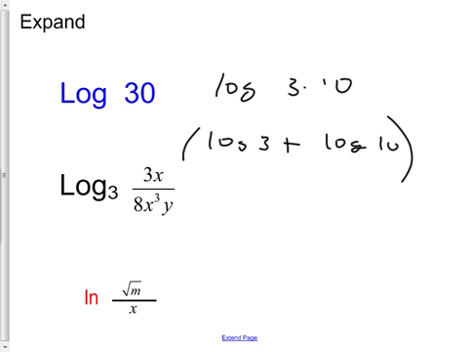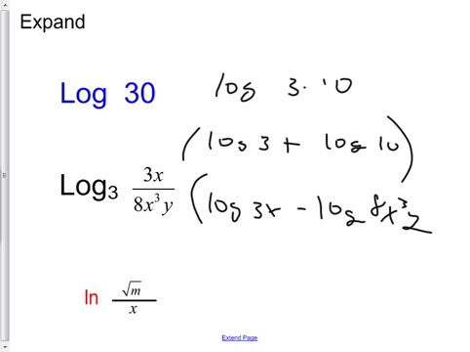If I expanded this one, it would take me like 20 minutes because it's such a pain, there are so many parts to it. But the first part would be to break up the log 3x and the log with a minus because it's a divide problem, and the log of 8x cubed y. But then I'd have to break this part up into log 3 plus log x, and I had to break this part up, and when I got to the middle part, the log x cubed, I'd put the 3 down in front. You remember all that? All right, that's all going to come back.